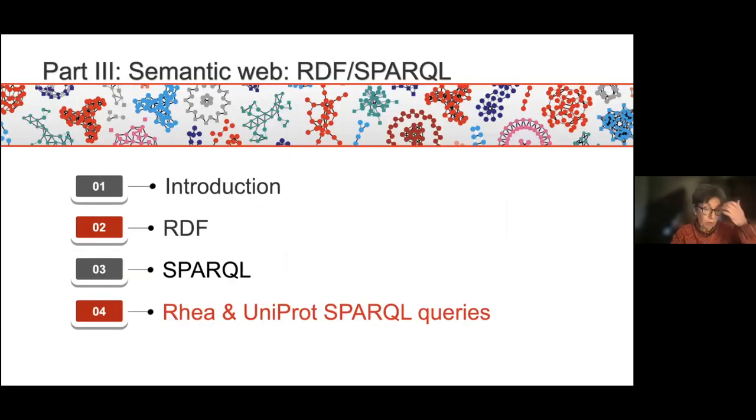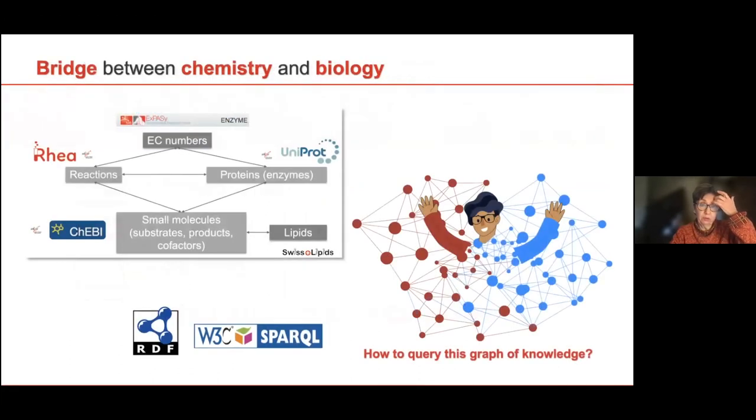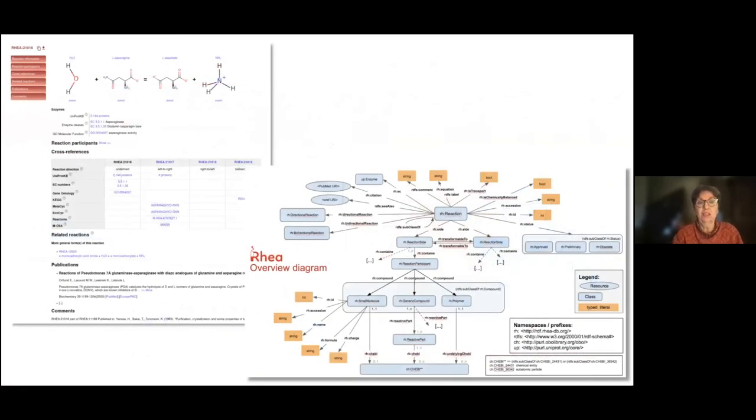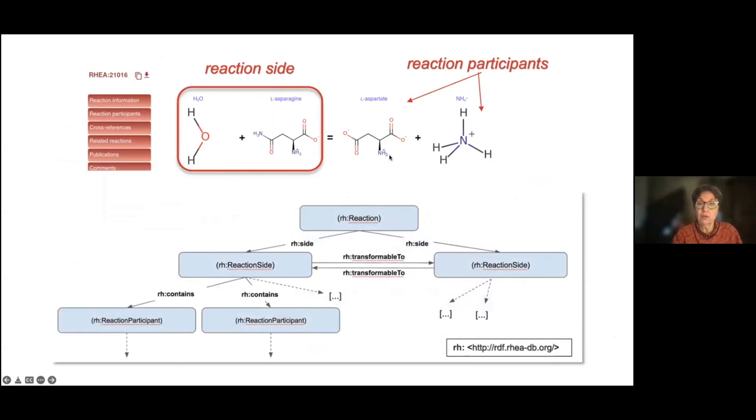So let's see some examples, the power of this new technology and how we can bridge chemistry and biology with different resources that we presented this afternoon. So as I told you, all the information displayed on the Rhea website is encoded by this data model where you have the main classes of the domain. So for instance, a reaction is composed of two reaction sides. Reaction sides contain reaction participants.